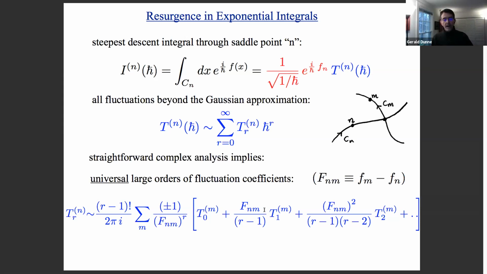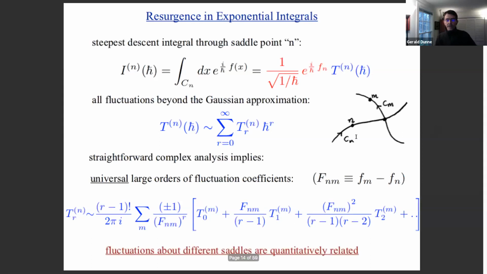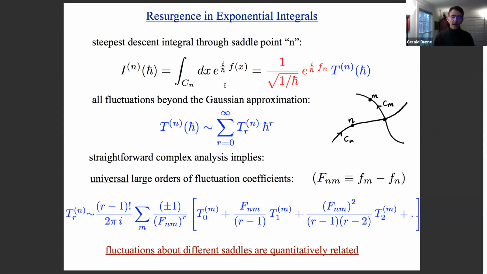And then there are subleading terms that go like (r-2)!, (r-3)!, et cetera, and you can pull out powers of the action difference. But the interesting thing is that the coefficients in this expansion of subleading contributions are the lower order contributions of the fluctuations here. So the higher orders here are directly encoded in the lower orders here and vice versa. And this is completely generic. It's a quantitative relation between these. And this is a fact for these finite dimensional integrals. And it has been seen in some examples in quantum mechanics and quantum field theory in the infinite dimensional context.